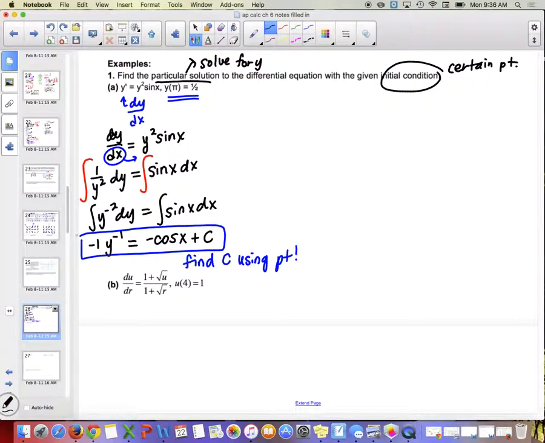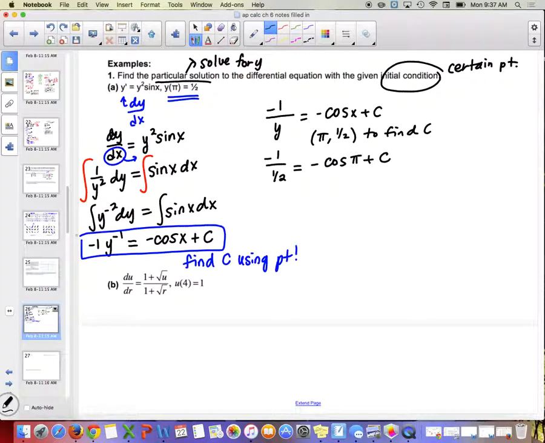So I'm going to have negative 1 over y. Let me write that first so you guys can see. Make sure it's as clear as possible on your notes. So we're plugging in pi comma 1/2 to find c. So I have negative 1 over 1/2 equals negative cosine of pi plus c, like that. So negative 1 over 1/2 is negative 2. What's negative cosine of pi? It's negative times negative 1, right? So it's going to be 1. Subtract the 1 over, so I get negative 3 equals c.